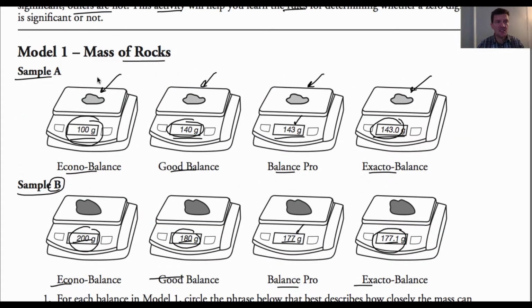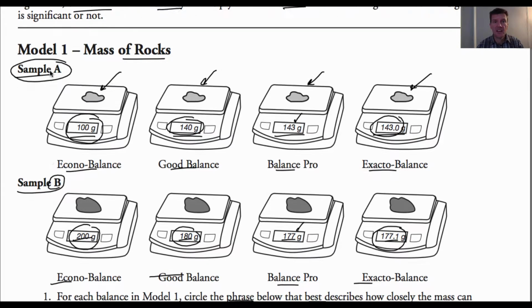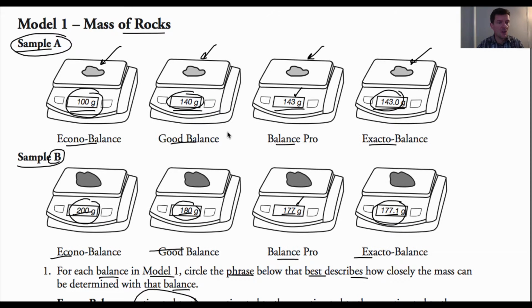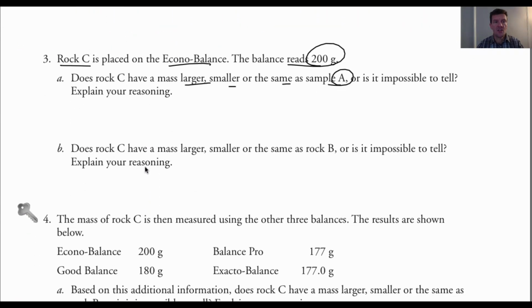And we're asked, does it have a greater mass than rock A? Does it have a larger, smaller, or same mass as rock A? Well, if it's 200, rock A only came in at 100. So even just using the econobalance, you should be able to tell that rock C is going to have a larger mass than rock A.